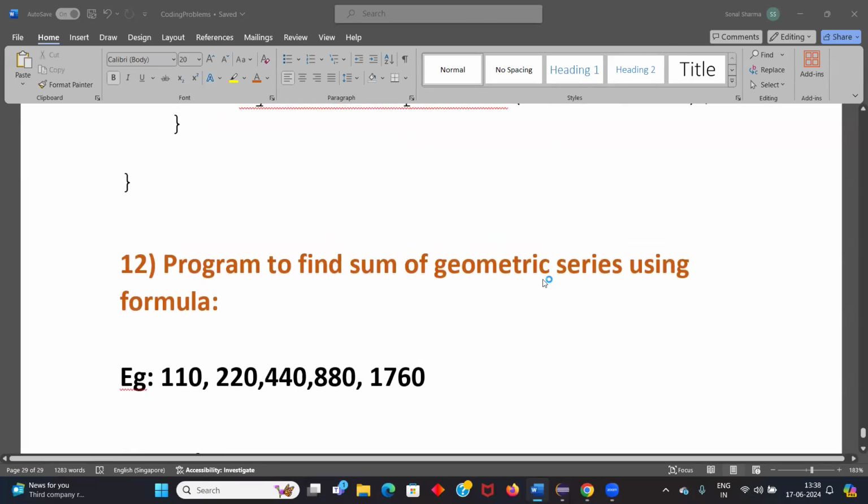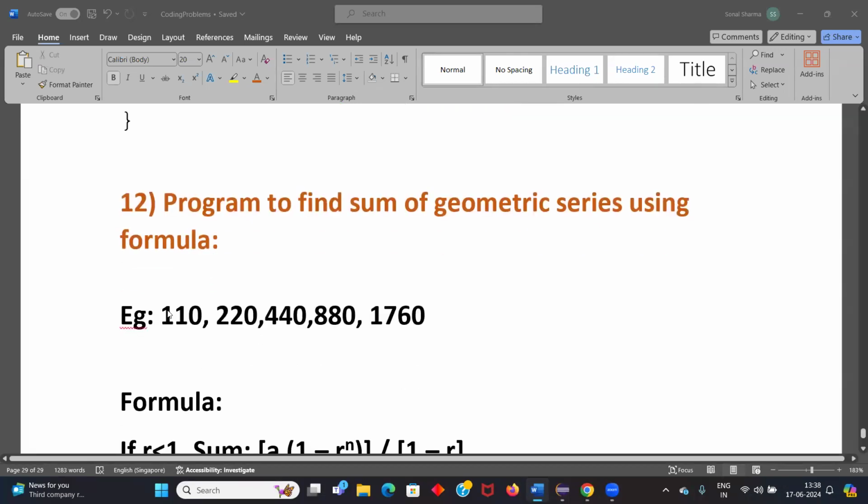Hello friends. So today we will learn how to write a program to find the sum of a geometric series using a formula. If you see the playlist, we had created one video where I told you how you can find the sum of any geometric series. This video is about how to find it by directly applying the formula and reducing the time complexity.